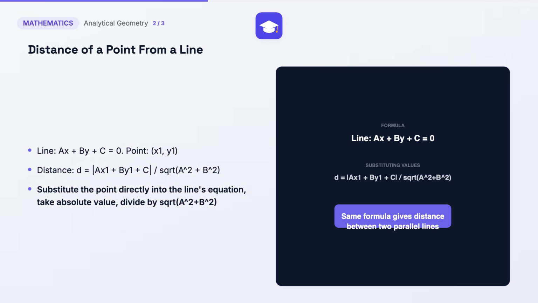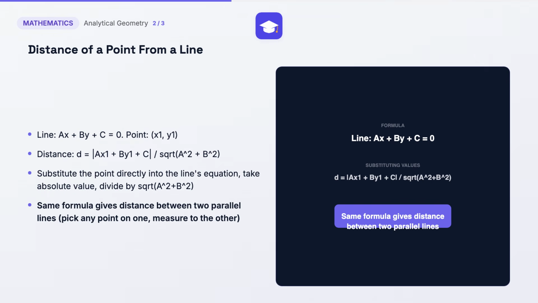But for JEE purposes, the formula itself is what matters most. Simply substitute the point's coordinates directly into the line's equation, take the absolute value, and divide by the square root of a squared plus b squared. This exact same formula also gives the distance between two parallel lines, by picking any convenient point on one line, and finding its distance to the other.